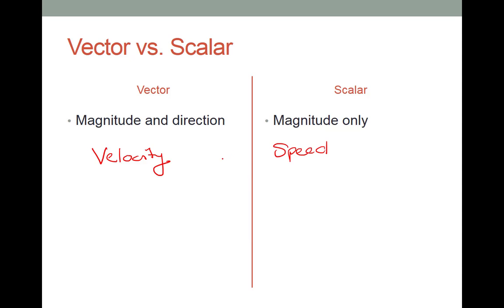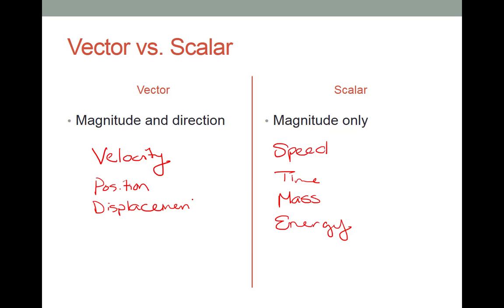Other things that you will encounter that are scalars. Time is a scalar. Mass is a scalar. When we get to it, energy is a scalar. Other things that you will encounter throughout this course that are vectors: position, displacement, acceleration, force, and momentum.